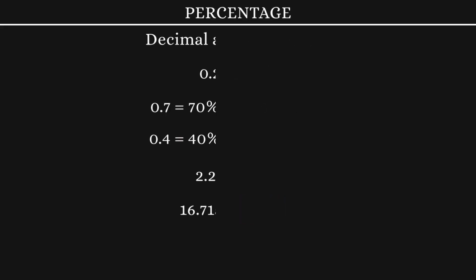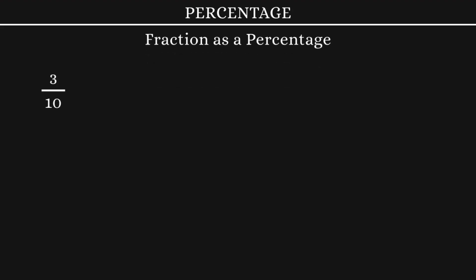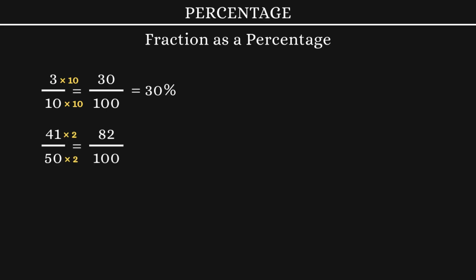Now let's understand how we can convert a fraction into a percentage. Let's say we have 3 by 10. To convert this 10 into 100, we'll multiply both the numerator and the denominator by 10. We have 30 by 100, which is 30%. Next example, 41 by 50. Here if you multiply both the numerator and the denominator by 2, we have 82 by 100, which is 82%.